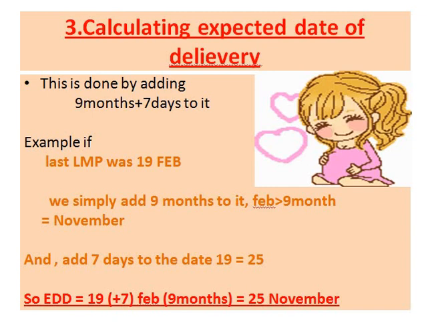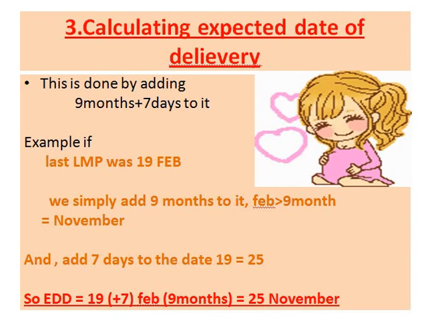So the next thing is, we need to calculate the expected date of delivery. Now, after you know that her last menstrual period was on a certain date, on that date you have to add 9 months and 7 days. By doing this, you can get the expected date of delivery.